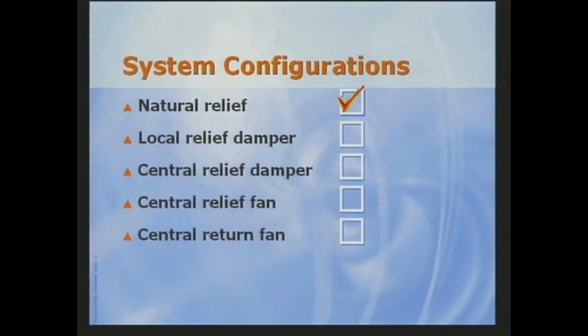Intake airflow modulation is sometimes used when exhaust airflow must be very high, like in hospitals, but these systems are outside the scope of today's broadcast. We've already looked at natural relief. Next, we'll consider local relief through a damper in the occupied space.